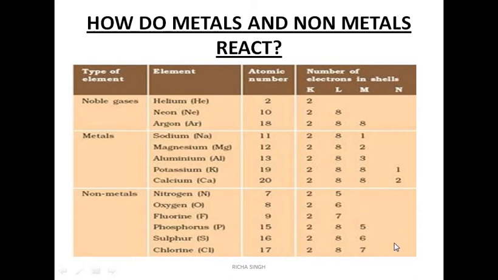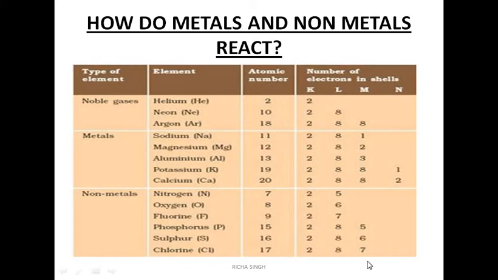So we can infer this that metals are having 1, 2 and 3 electrons in their valence shell, and non-metals are generally having 5, 6 and 7 electrons in their valence shell. So metals, if they give their electrons, they can become stable. Sodium has 1 electron. If it gives that, then it will complete its octet and it will become stable. Same way, non-metals, if we talk about chlorine, chlorine has 7 valence electrons.